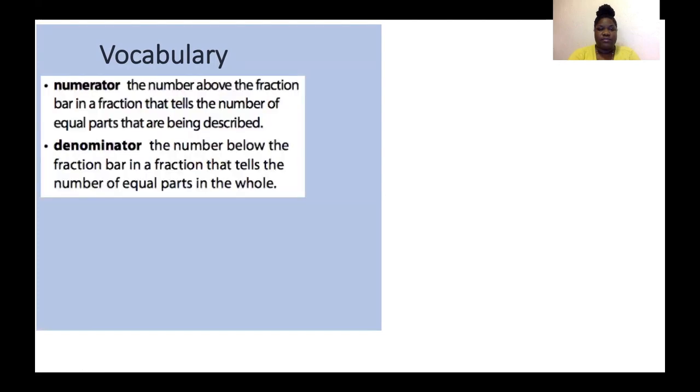The following vocabulary is going to be very important when you're adding and subtracting fractions with unlike denominators. The first two are no new vocabulary words. You learned these in 3rd grade. The first one is numerator. It's the number above the fraction bar in a fraction that tells you the number of equal parts being described.